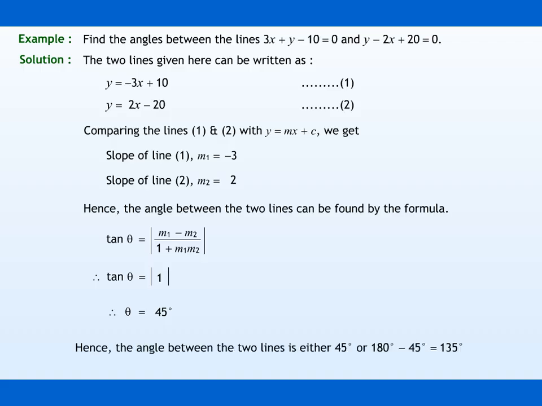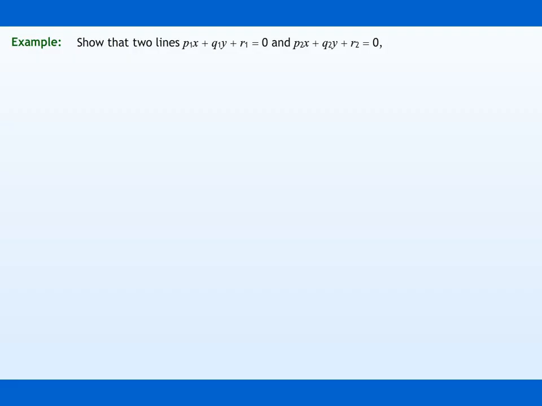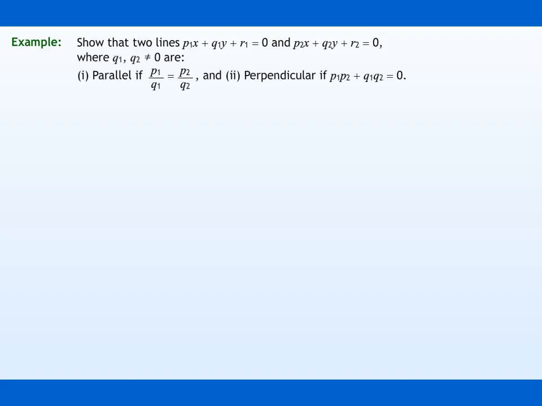Hence, the angle between the two lines is either 45 degrees or 180 degrees minus 45 degrees, which is equal to 135 degrees. Show that two lines P1x plus Q1y plus R1 is equal to 0 and P2x plus Q2y plus R2 is equal to 0, where Q1 and Q2 are not equal to 0, are 1. Parallel if P1 upon Q1 is equal to P2 upon Q2, and 2. Perpendicular if P1 P2 plus Q1 Q2 is equal to 0.